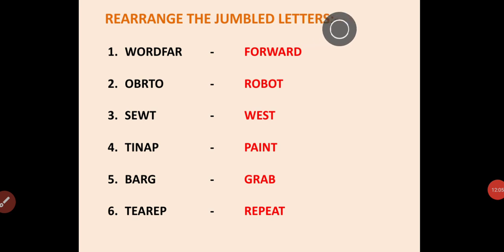Rearrange the jumbled letters. Please arrange it, children. First one, spell it. WORDFAR. We have arranged it as forward. Forward is a command. We have seen move commands. Under move commands we have seen it's forward. Next one, OBOTR. So we formed robot, ROBOT, robot.